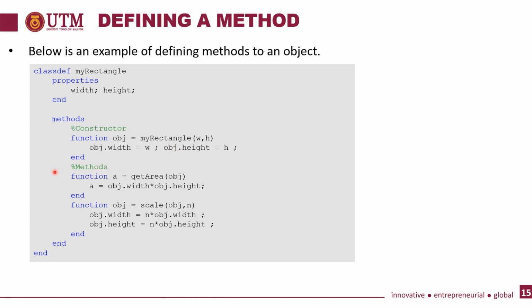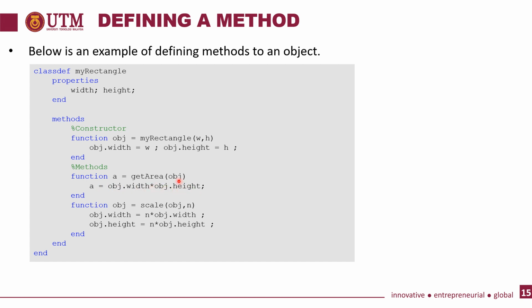Methods are like a normal function that you did in the previous chapter. Function A equals getArea, but this time you must put the object. If your function doesn't have any input, you must put obj, so that we can use the dot operator later on in order to call the function. So A equals getArea(obj). This is the function to calculate the area. We use the dot operator here: obj.width .* obj.height.